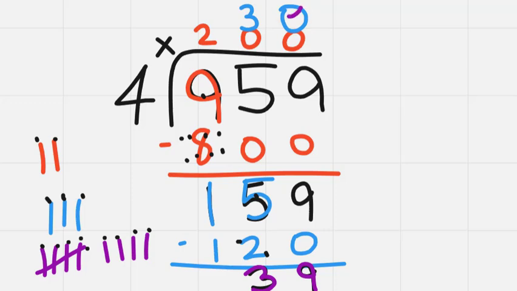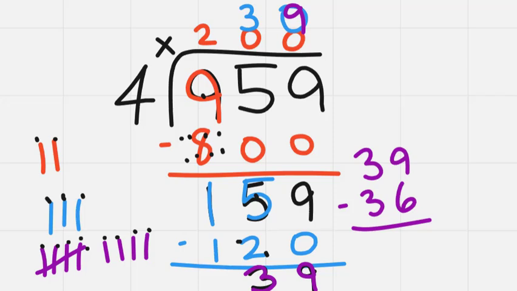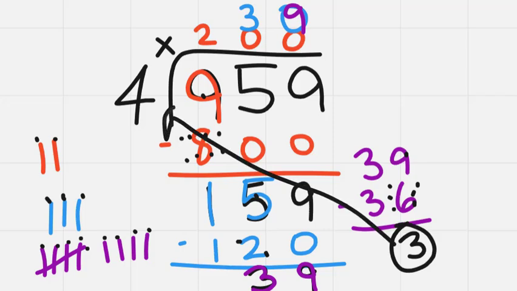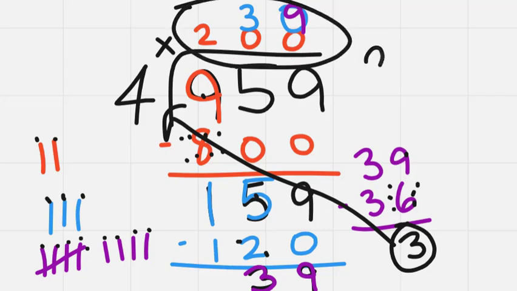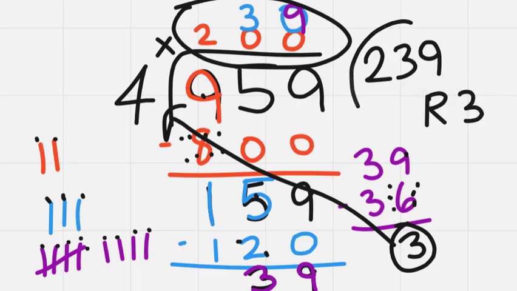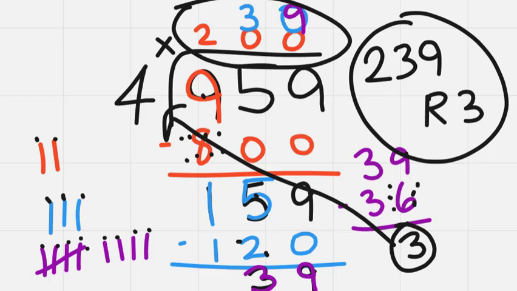We'll put that 9 directly above as part of our answer, and then we're going to subtract. 39 minus 36. We get the 39 from down below and the 36 from 4 times 9. And then we'll subtract. 3 minus 3 is nothing, so we can ignore it. This 3 is what's left over. This is less than 4. This is our remainder. So our answer is on top, which is 239 with a remainder of 3, because that's what's left over. Well done. Be sure to check your work.